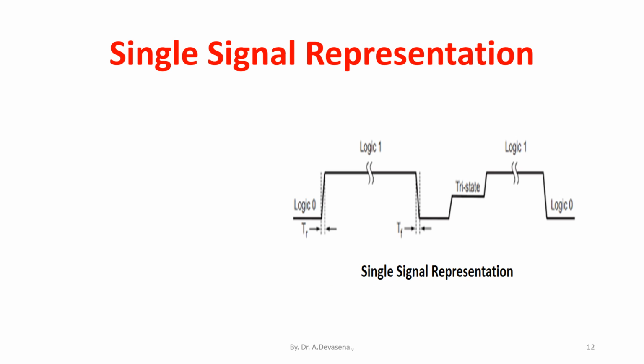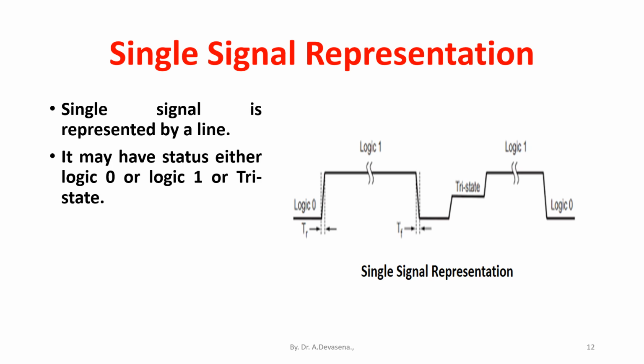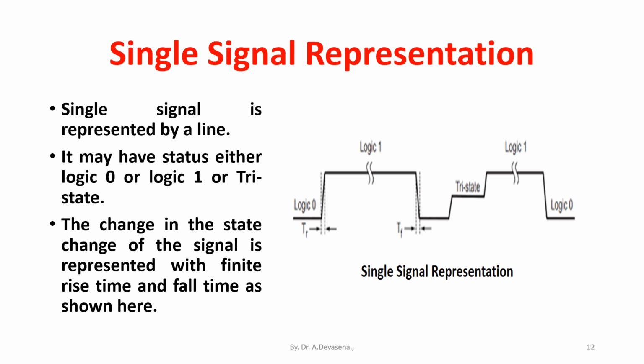Single signal representation. A single signal is represented by a line. It may have a status of either logic 0, logic 1, or tri-state. The change in the state of the signal takes finite time, and hence the state change of the signal is represented with finite rise time and fall time, as shown here.